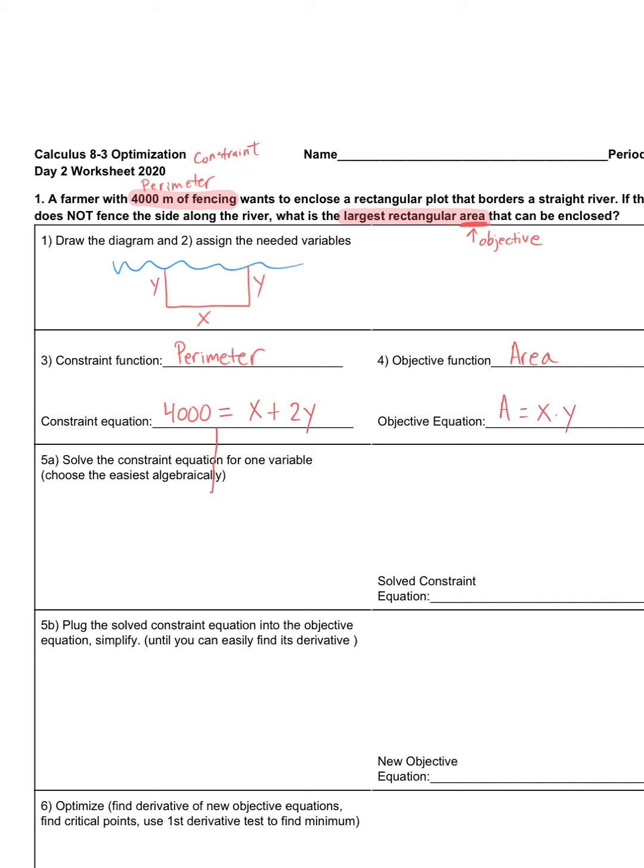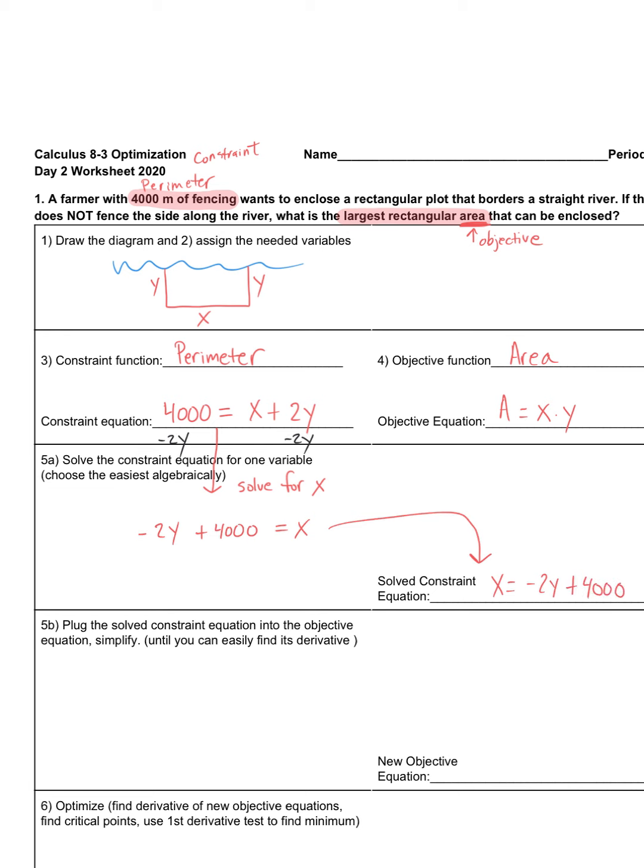Okay, so we are going to take this constraint right here. You always take the constraint and you solve it for one variable. So I'm going to solve that for X because X is easier than Y. All we have to do to get this X by itself is to subtract off 2Y. So I'm going to subtract 2Y from both sides. That gives me negative 2Y plus 4,000 is equal to X. All right, so that is my solved constraint. X is equal to negative 2Y plus 4,000.